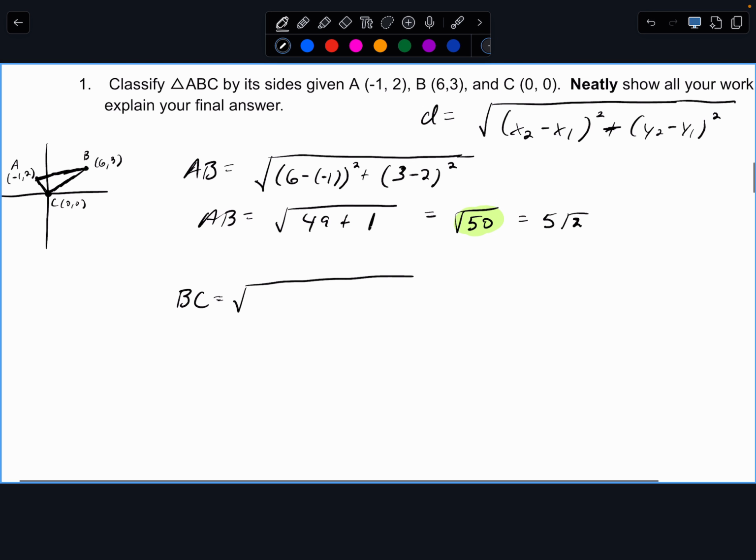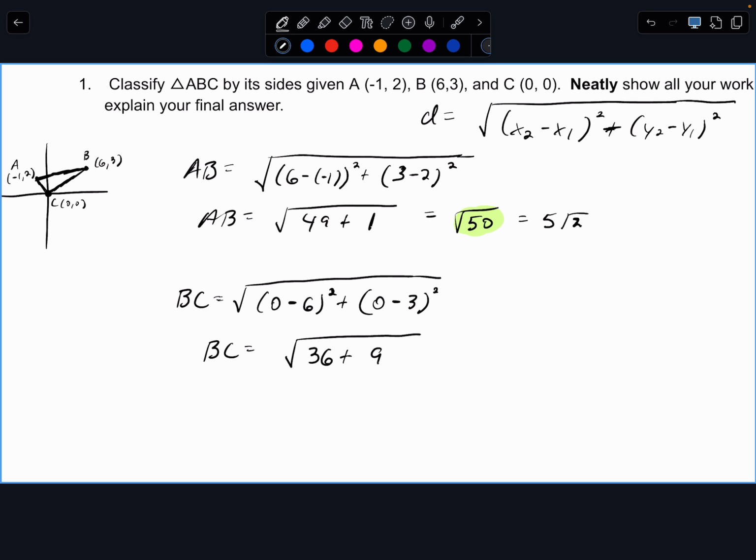Carter, you want to tell us what you want to put inside the square root for BC? You would put 0 minus 3. Oh, wait. No. I'm going to do the x's first, 0 minus 6. It really doesn't matter, Carter, because you are adding. And then 0 minus 3. Excellent. Now those both become negatives, but what are we doing to those negatives? Squaring them. We're squaring them, so it will be positive. So what's -6 squared? 36. Positive 36. -3 squared? 9. Positive 9. So this is the square root of 45.